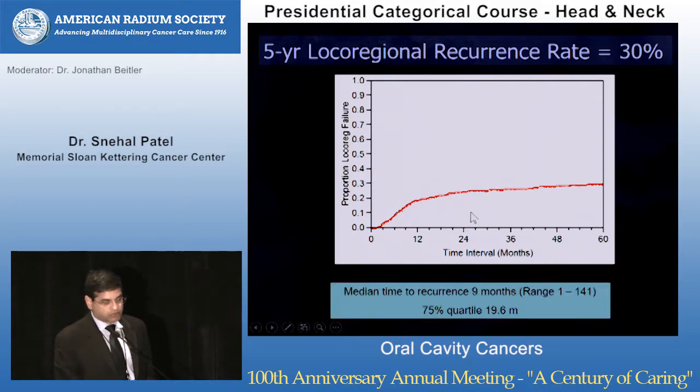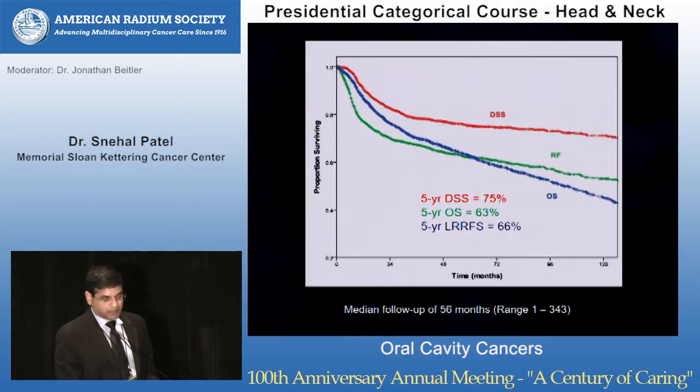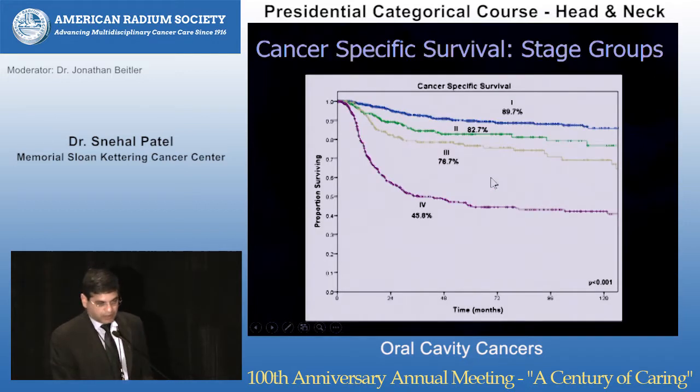Most of these recurrences occur within the first year, and by the second year, the recurrence rates have plateaued off. So that kind of factors into how frequently you follow these patients after treatment. Survival rates are pretty good, 75% 5-year disease-specific survival. In these patients, overall survival is lower because there's some attrition from comorbidities and comorbid conditions. And about 2/3 of patients will experience some form of recurrence during their lifetime at 5 years.